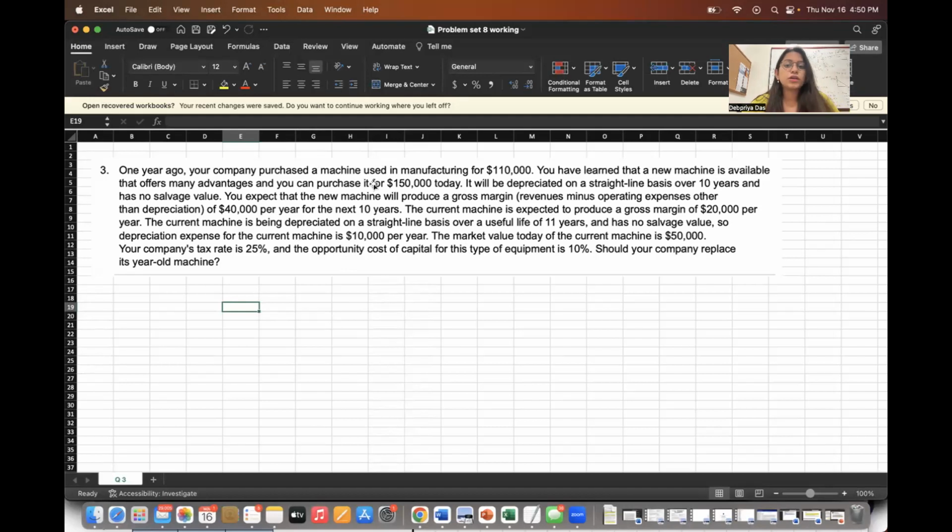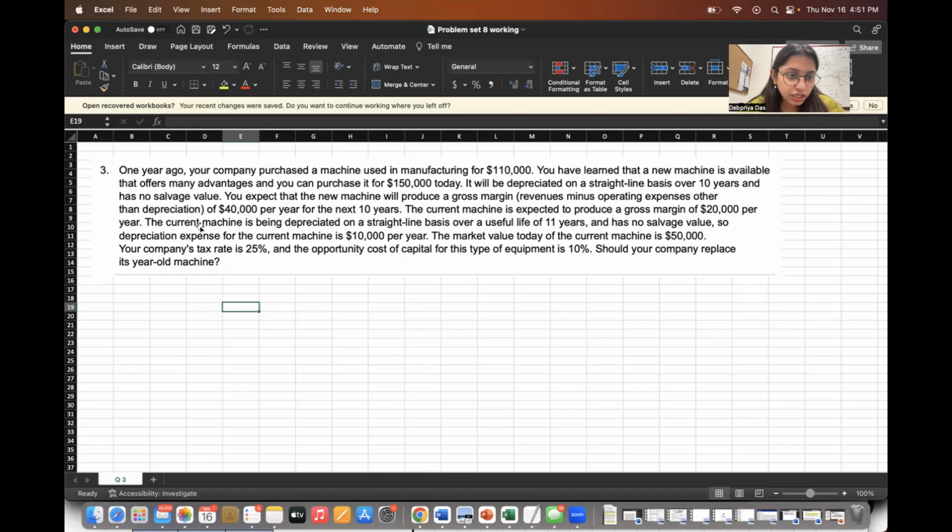It will be depreciated, with no salvage value. So it will depreciate to 0, and the book value is going to be 0 after 10 years. You expect the new machine will produce a gross margin of this per year. The current machine is expected to give a gross margin of 20.